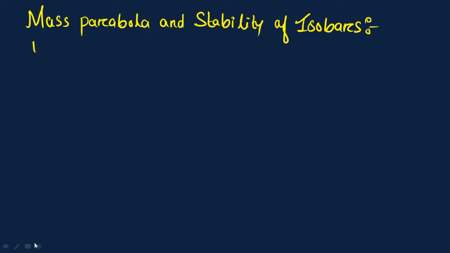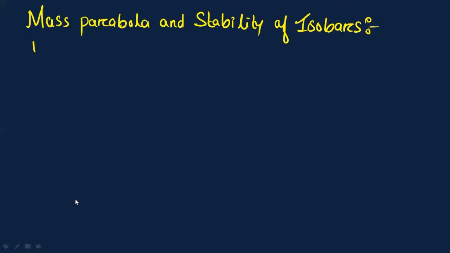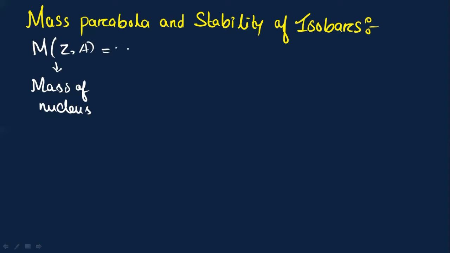We know the mass formula for the nucleus. There we have a binding energy term, and that binding energy is substituted from the formula we got from the semi-empirical mass formula. The mass of the nucleus M(Z, A) can be written as Z times the mass of proton plus (A minus Z) times the mass of neutron, minus the binding energy divided by c square. Here this binding energy term, we will substitute with the formula which we got from the semi-empirical mass formula.